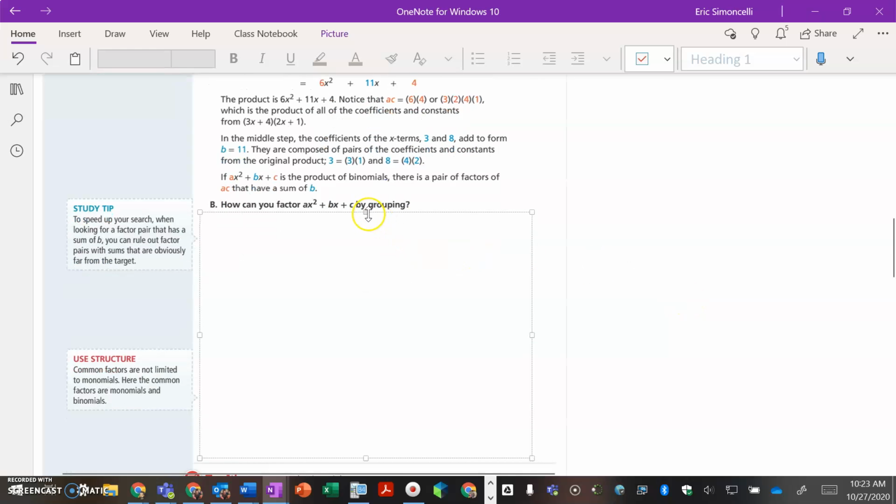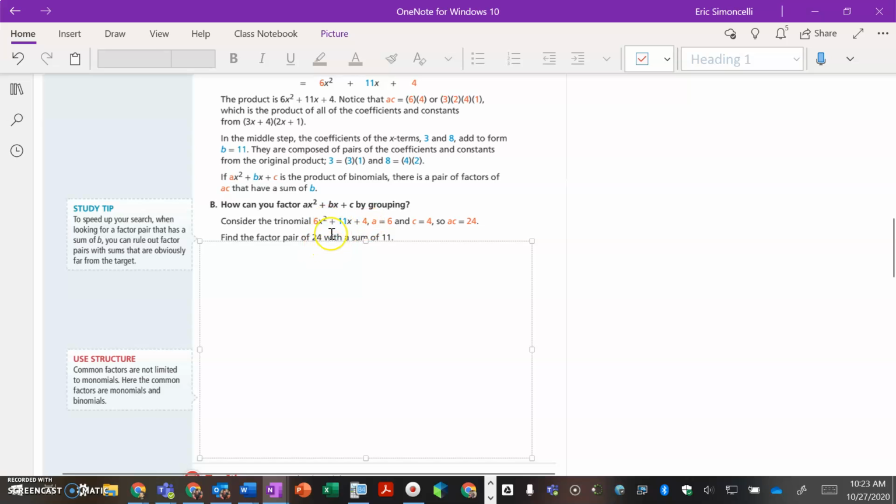How can you factor ax squared plus bx plus c by grouping? Consider the trinomial 6x squared plus 11x plus 4, as we saw in part A again, where a is 6, c is 4. Therefore, ac is equal to 24, 6 times 4, of course. Find the factor pair of 24 with a sum of 11. Again, something we've done before. In this case, though, remember, 6 and 4, a times c, giving us 24, is not necessarily as easy as just saying 1 times 4, for example.